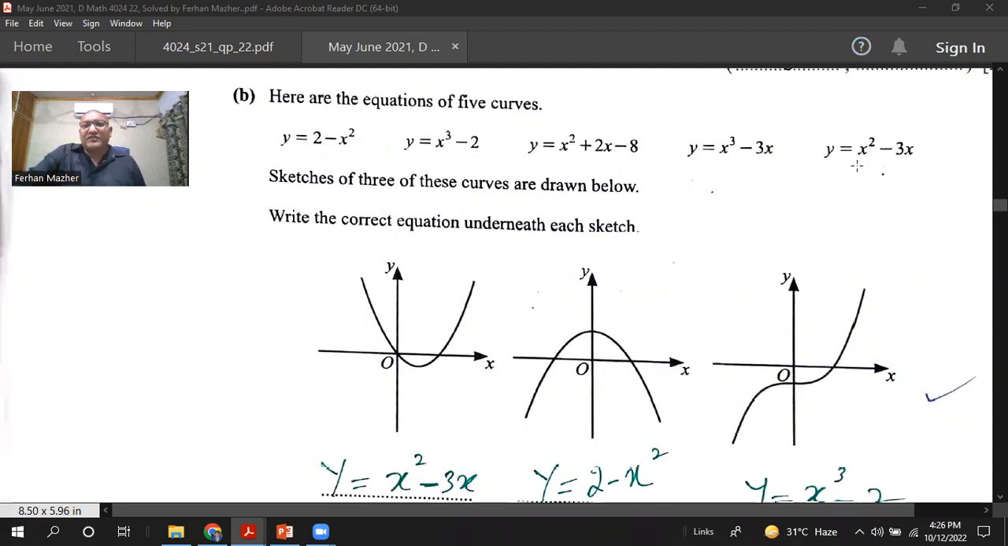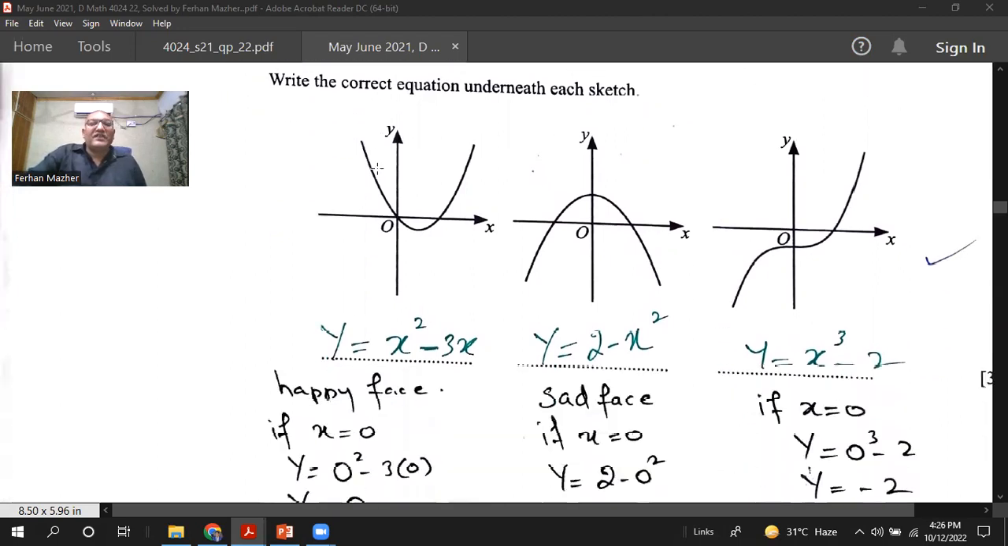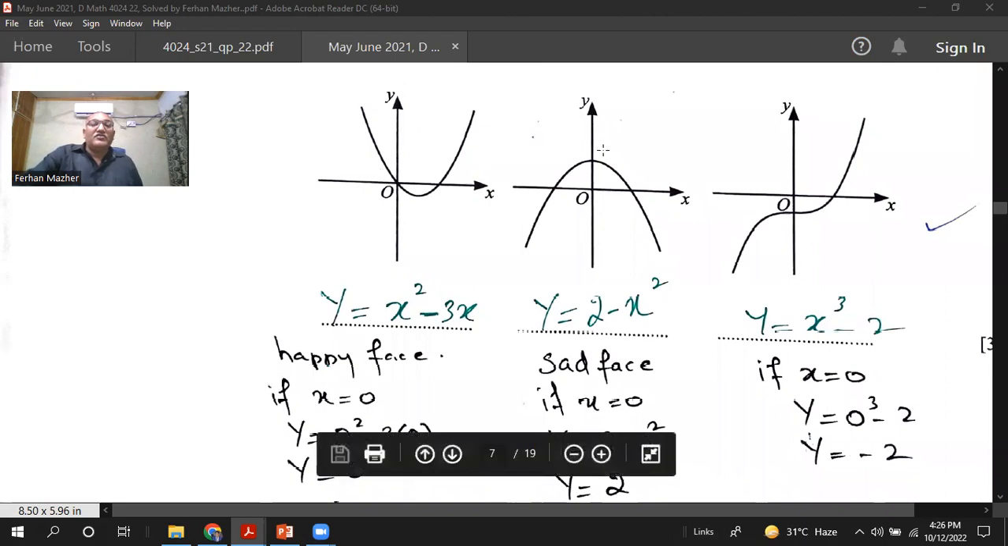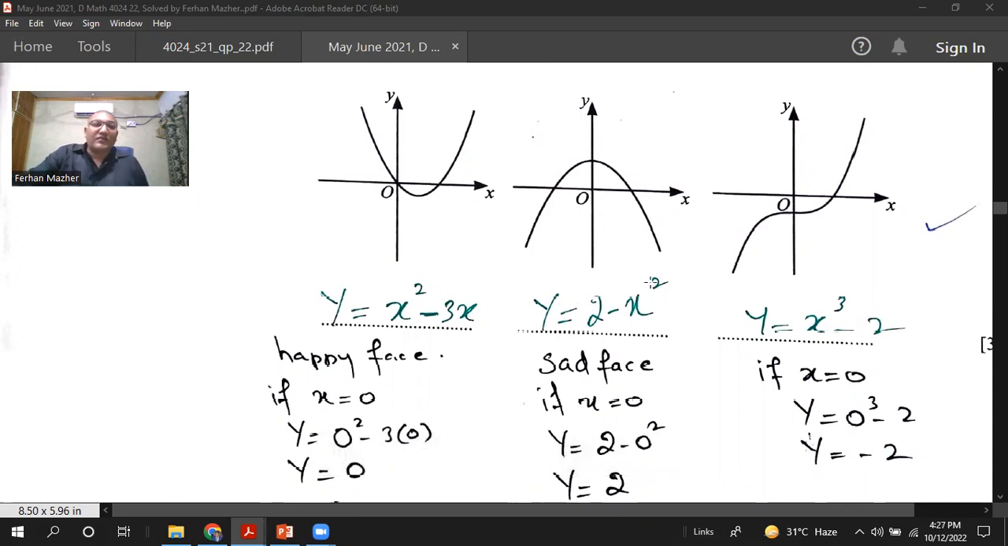Here the x squared has a positive coefficient. Here the x squared has a positive coefficient. Here the x squared has a negative coefficient. And when you put 0 in place of x, the y will be positive 2. So you can see when x is 0, y is some positive number. So this is the equation: y equals 2 minus x squared.